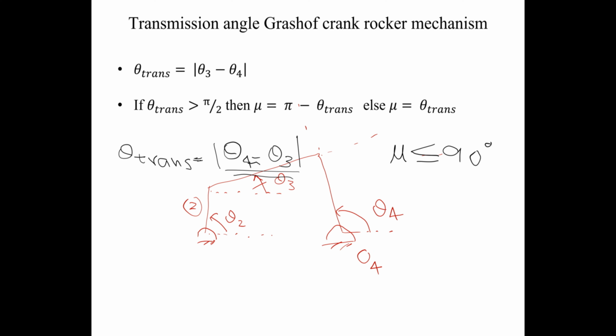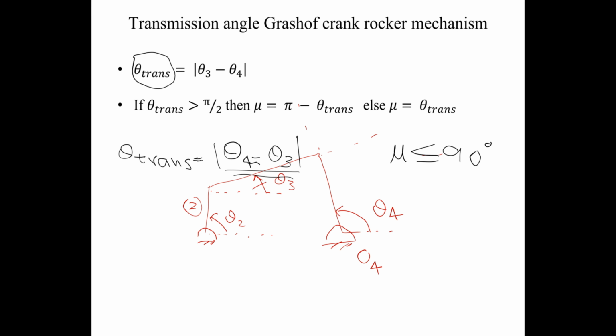So throughout the motion of your mechanism, mu will never exceed 90. The theta transmission, however, can range from 0 to 180 degrees. So if it is greater than 90 degrees, you have to subtract it from 180 degrees, and then you will call this theta transmission mu. Okay, so in design, we are interested in mu, not theta trans.